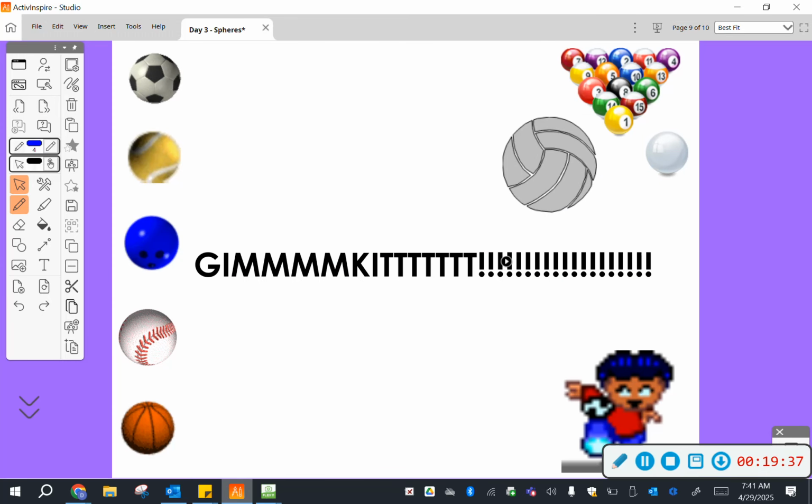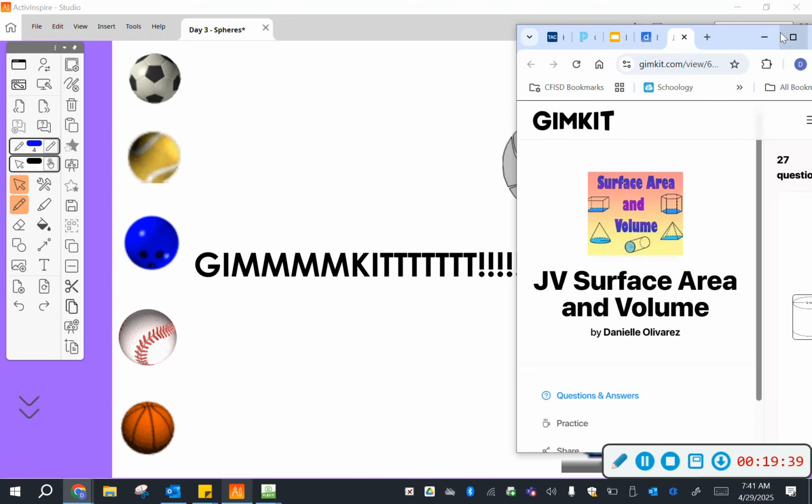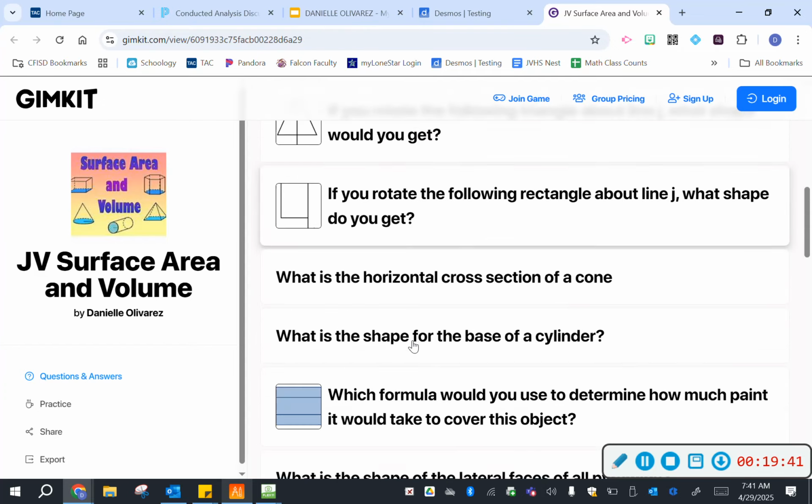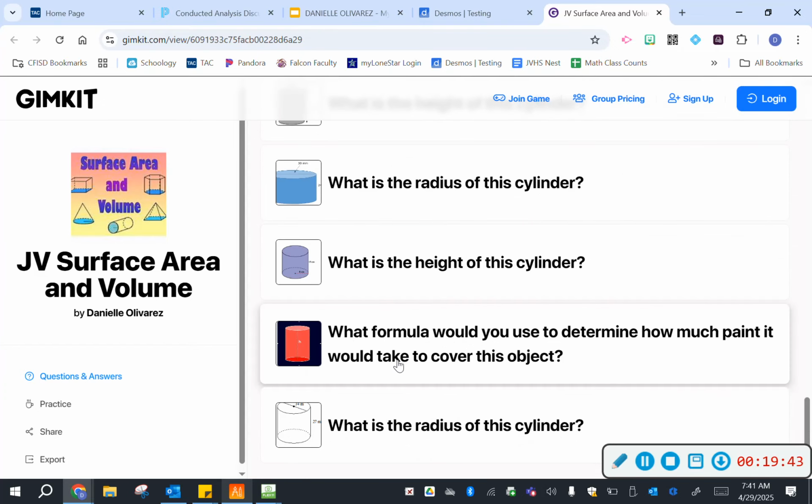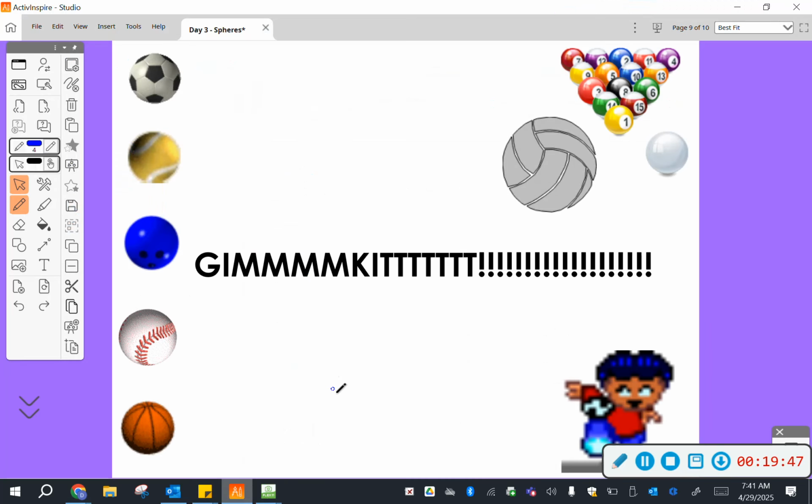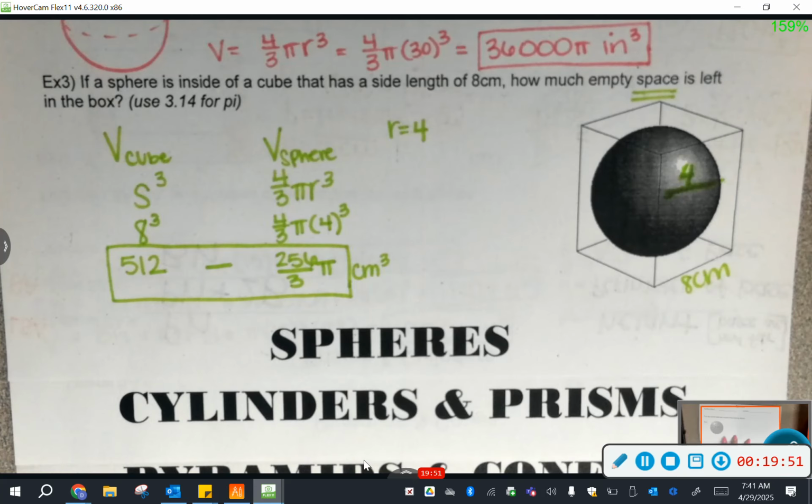We have a gym kit to play. Y'all would rather do the gym kit instead of that half sheet? Yeah. Okay, we can do that. I'm down with that. Give me back my stuff. All right, we'll do the gym kit then. Bye.